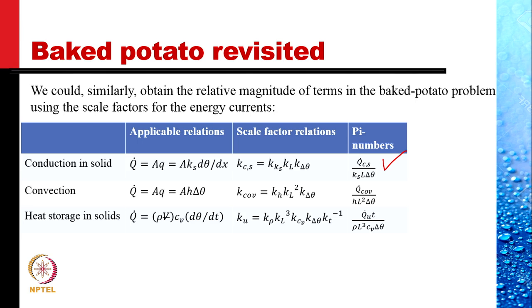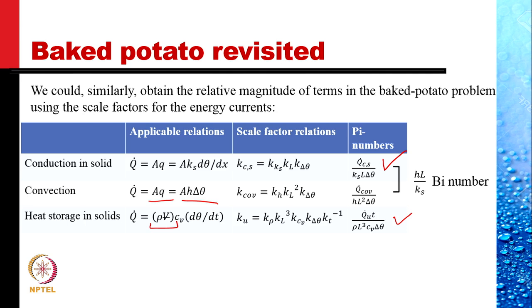Similarly, the applicable relation for convective flux or the convective current is Q dot equal to A times the convective flux given by Newton's law of cooling. So this is A h delta theta, and so K of the convective flux is Kh times Kl square times K delta theta. The heat storage in solid is the mass, rho V, the volume, Cv the specific heat, and delta theta by delta t. And from this we get the scale factor relation as Ku equal to K rho, Kl cubed, Kcv, K delta theta divided by Kt. And so this is the resulting pi number.